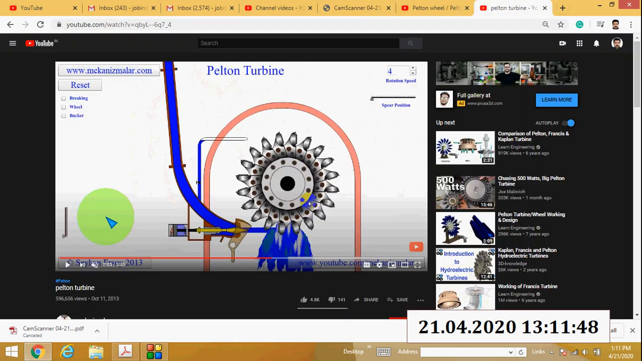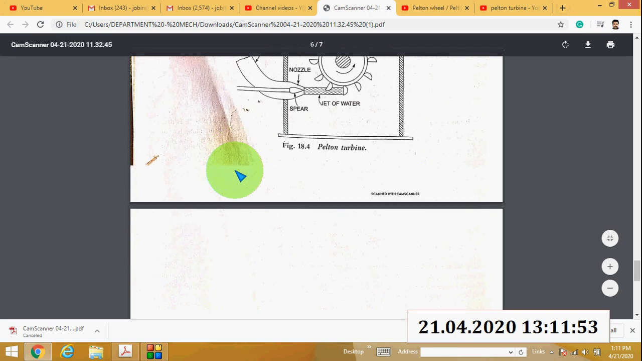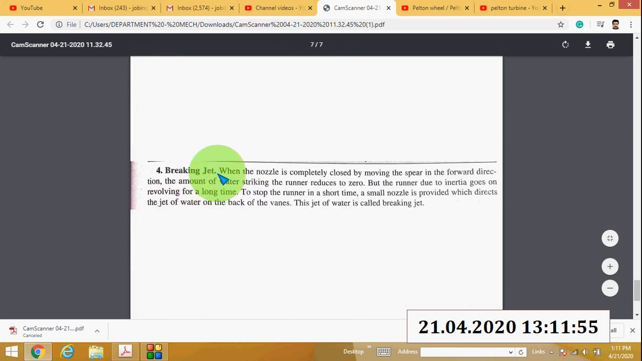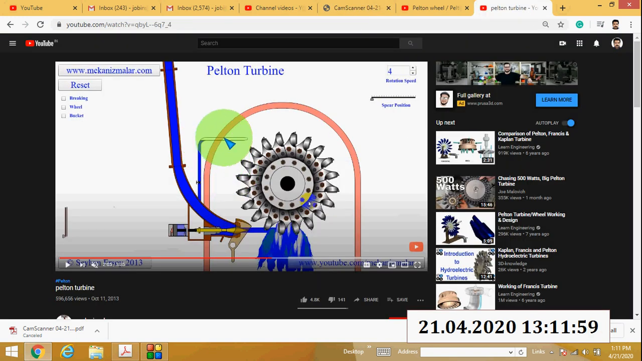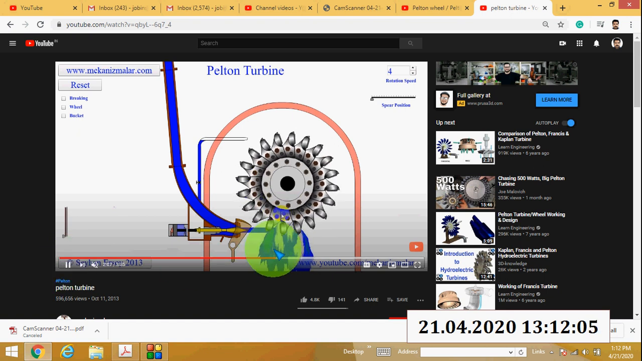Then the last one, the fourth one, is called the braking jet. Braking jet means, when the nozzle is here, you can see this thing, this is called the braking jet. I will show you a video.